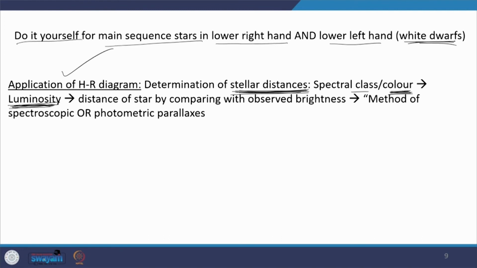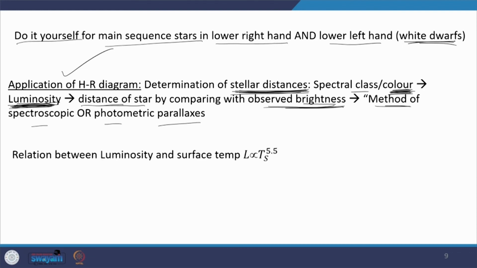Once you know the color of the star, you can go for the luminosity. Please try to understand this, because many assignments and numericals are based on this concept. Once this luminosity is known, with the observed brightness one can go for the distance of the star by comparing with the observed brightness. This is called the method of spectroscopic or photometric parallaxes. This is one of the important applications of the HR diagram.